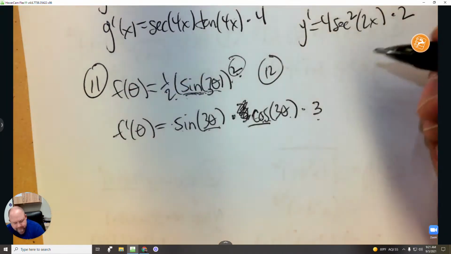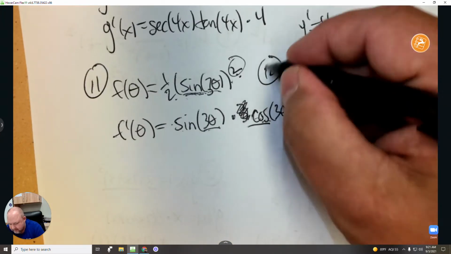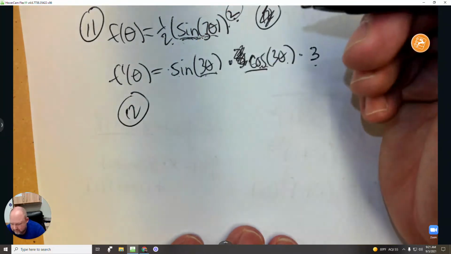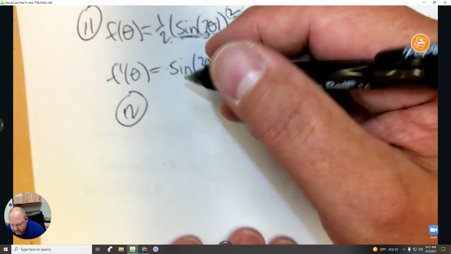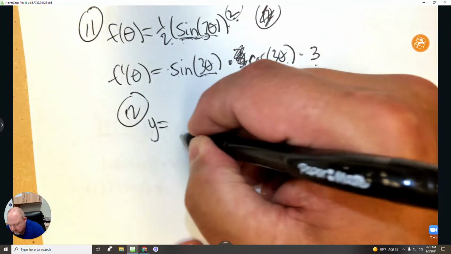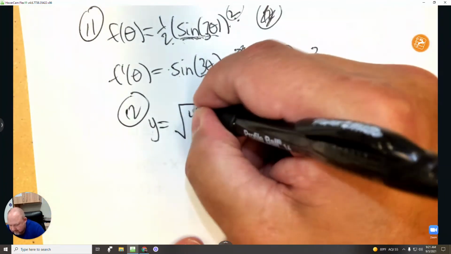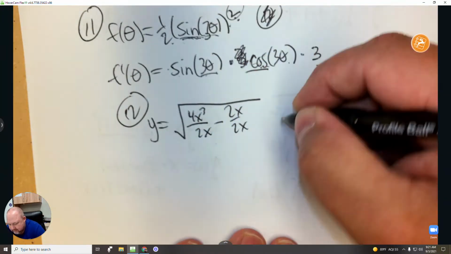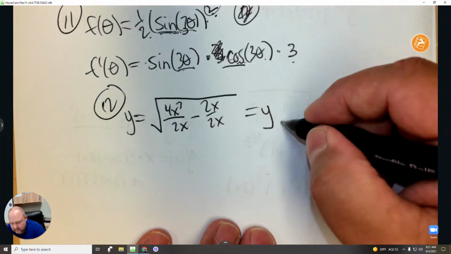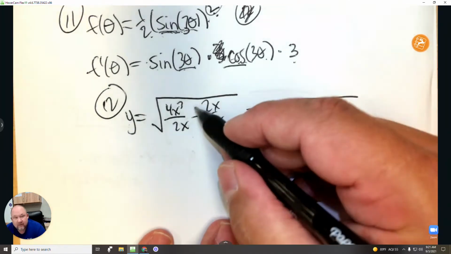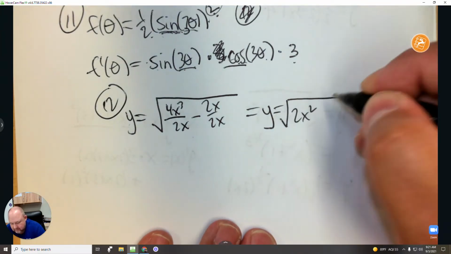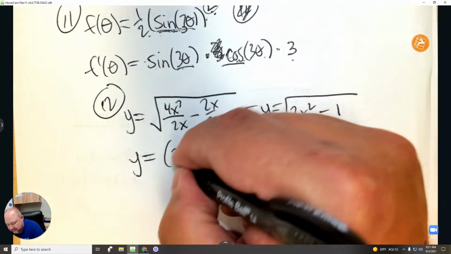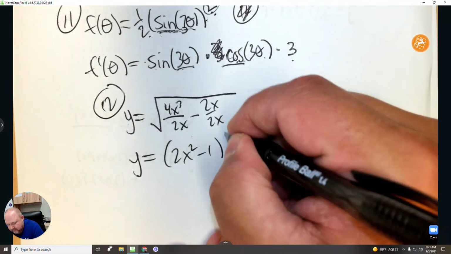Number 12. I'm going to write number 12 down here. So calculus friendly, step 1 for calculus friendly is I'm going to simplify the fraction. So I'm going to write it as 4x cubed divided by 2x and 2x divided by 2x. Not doing any calculus yet. So this becomes 2x squared. This becomes 1. Now the second part to make it calculus friendly is (2x squared minus 1) to the half.